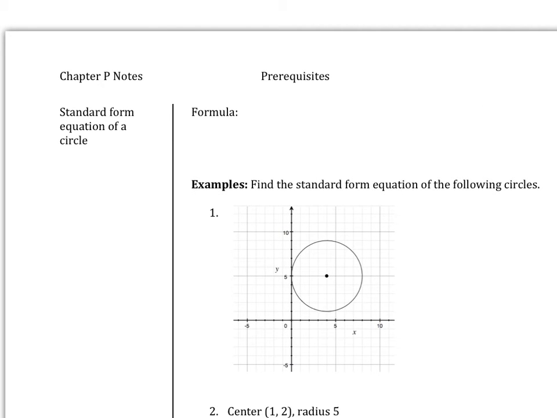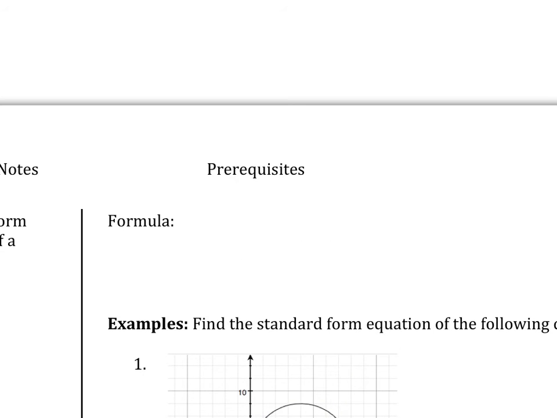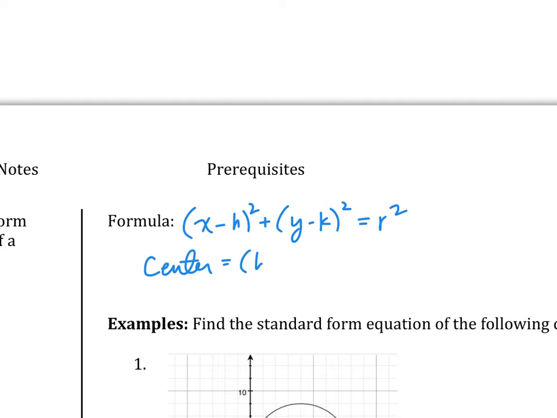Now let's review equations of a circle. So if you recall, the standard form of a circle equation is x minus h squared plus y minus k squared equals r squared. And if you recall, hk was a very important thing all last year in Algebra 2. In a circle, the center of a circle is hk. And obviously we know that the radius is r.